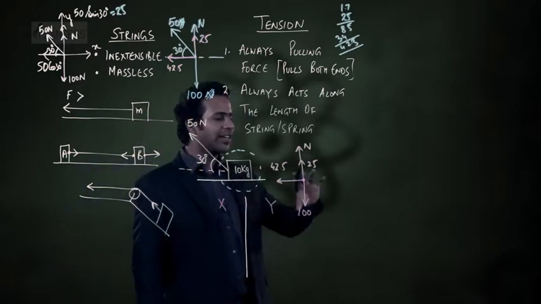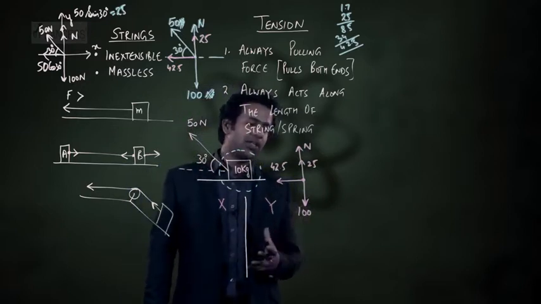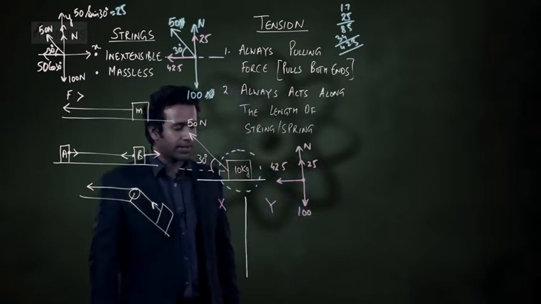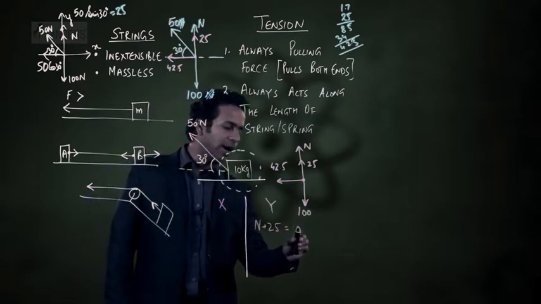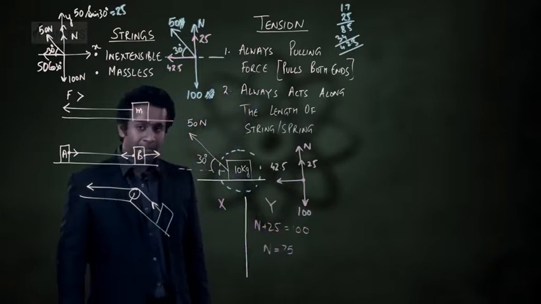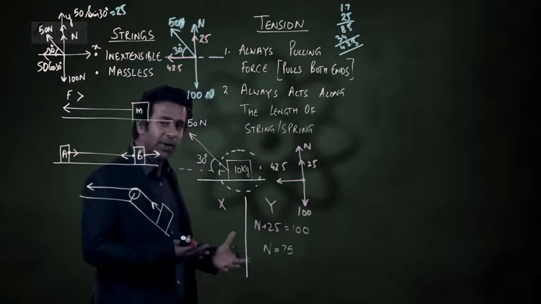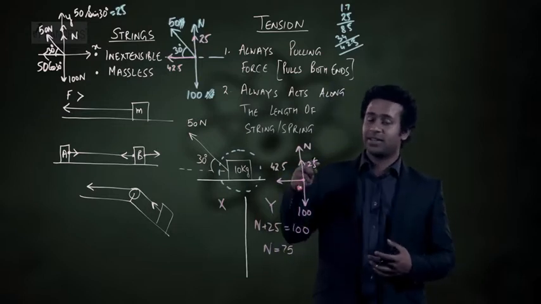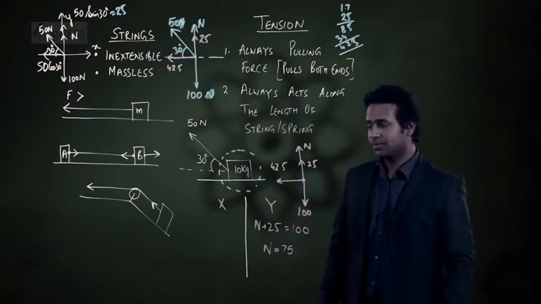You have to look at the forces along the x and the y direction separately. First, let's talk about the forces along the y direction. The y direction is simple because the block will not move in this direction, right? So we can say that N plus 25 is equal to 100 newton, and hence N is equal to 75. We balanced the forces because acceleration was 0. So basically the net force is 0, and for that, the upward force must balance the downward force.